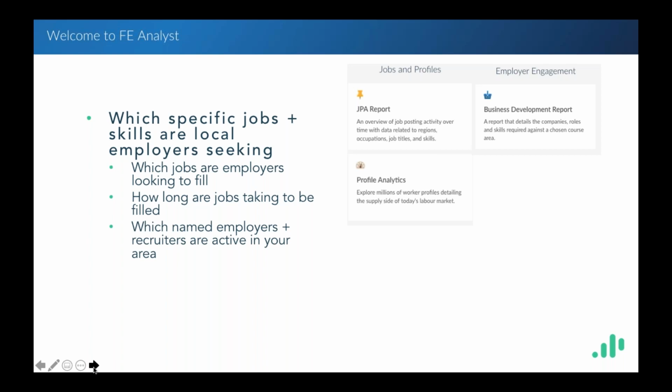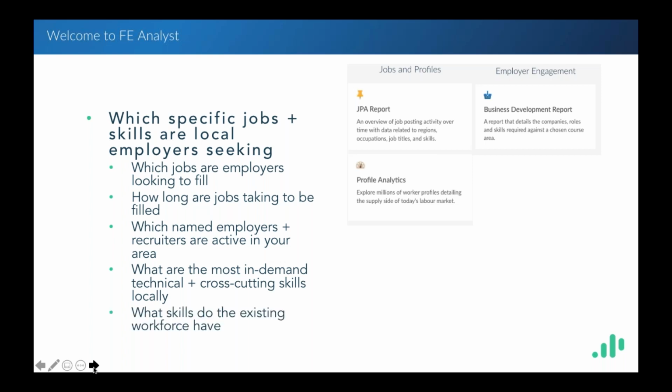What are the skills that are in demand from particular employers and recruiters in your area? How do those skills differ from technical job-specific skills through to cross-cutting skills locally? How does that all compare in your region versus the wider region, and how does it compare to other regions as well? And what skills do the existing workforce already have in your region? Are you adding to that existing skills base through the provision you have in place right now, or the provision that you're considering putting in place?